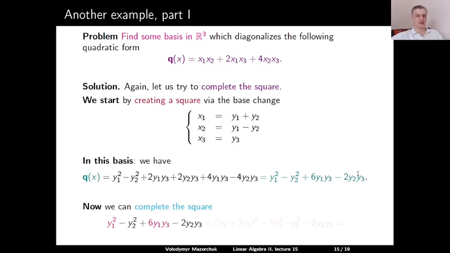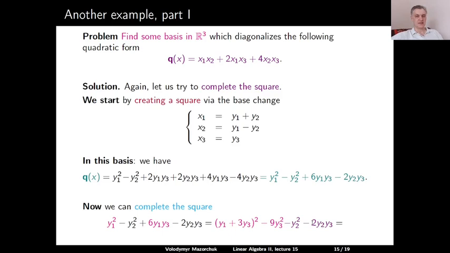Now we can complete the square. So the summands which contain y1 are y1 squared and 6y1y3. So we have (y1 plus 3y3) squared. This gives us an extra 9y3 squared, which should be subtracted, and then we copy the rest.